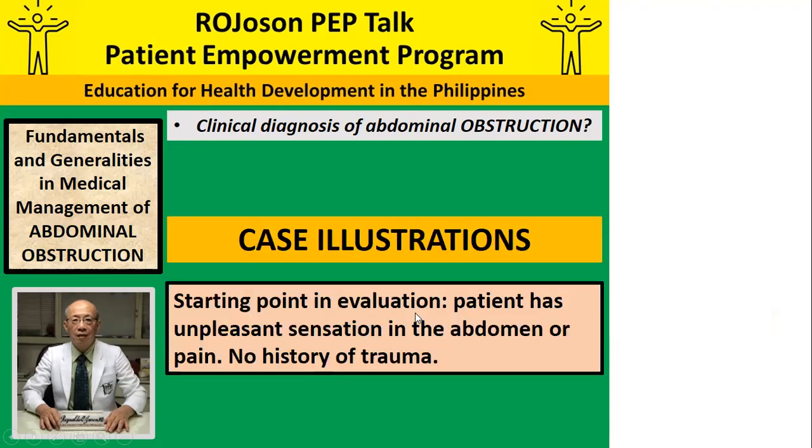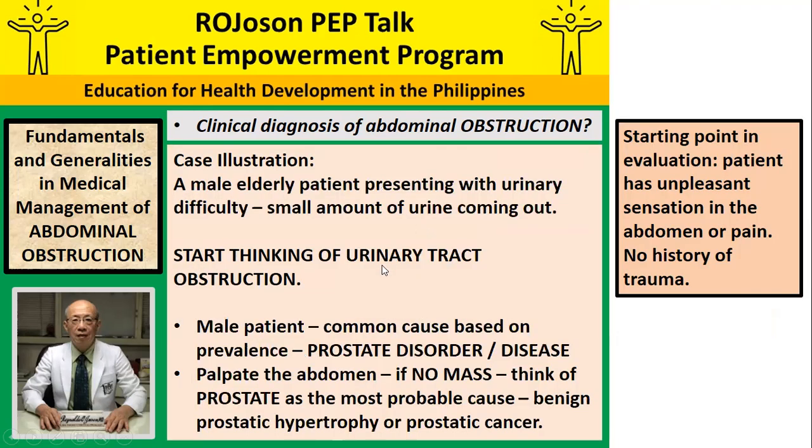Another illustration, this time urinary tract obstruction. For a male patient, the common cause based on prevalence is prostate disorder or disease, either benign prostatic hypertrophy or prostatic cancer. So palpate the abdomen. If there's no mass, think of the prostate as the most probable cause, benign prostatic hypertrophy or prostatic cancer, as a possibility.